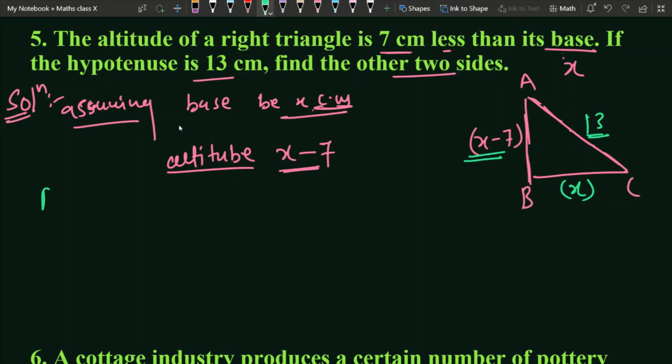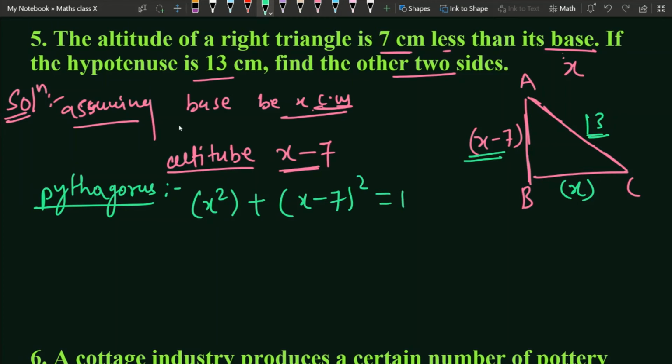You know the Pythagoras theorem. What does Pythagoras state? In a right triangle, the square of the hypotenuse is equal to the sum of the squares of the other two sides. That means 13 square is equal to, okay, let me write it on the left hand side so that it will be simple to solve the equation. So x square plus x minus 7 whole square is equal to 13 square.